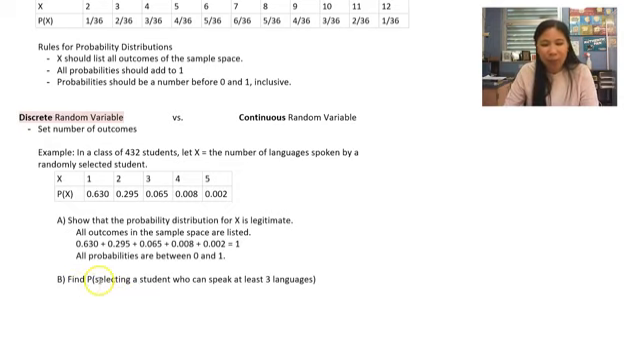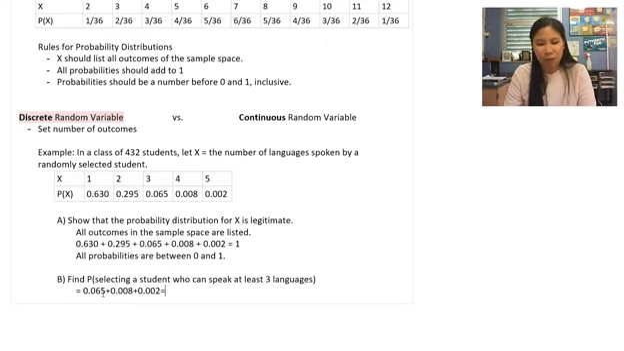Part B says, find the probability of selecting a student who can speak at least 3 languages. Well, at least 3 means 3 or more. So to find that probability, we're just adding up the probabilities for 3 languages, which is 0.065, add that to 0.008 for 4 languages, and add that to 0.002 for people who can speak 5 languages. From that, I think we get 0.075. So that would be our probability of selecting a student randomly who can speak at least 3 languages.